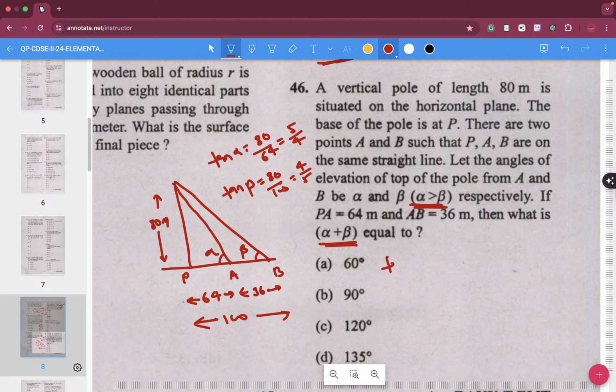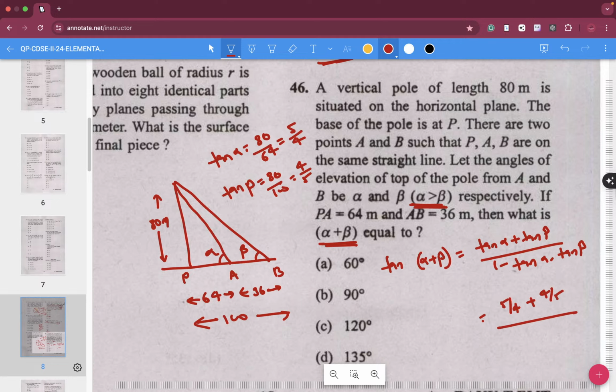Now can you apply the formula over here, tan of alpha plus beta? Everyone knows that it is tan alpha plus tan beta divided by 1 minus tan alpha into tan beta. So now the tan alpha value you already have is 5 by 4, and the tan beta value is 4 by 5, divided by 1 minus, tan alpha value 4 by 5 and 5 by 4. This is the value of tan of alpha plus beta.